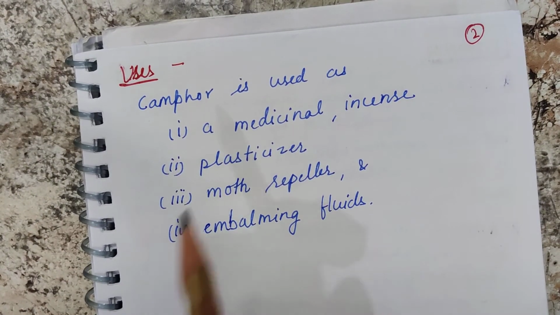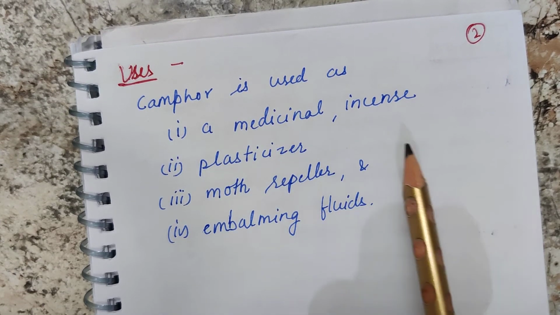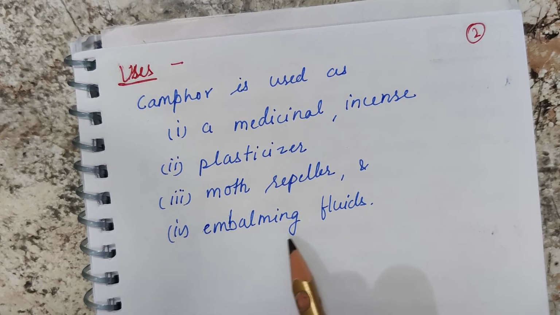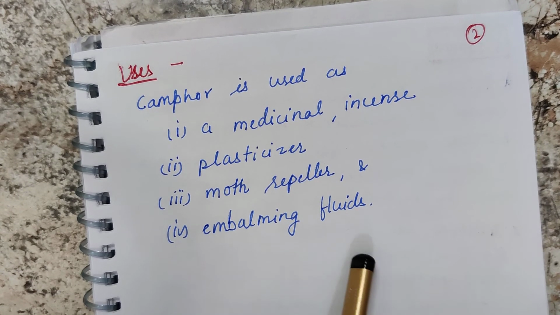Uses: camphor is used as a medicinal incense, plasticizer, moth repellent and embalming fluid. You must have used some of the balms, Vicks, so in all of them you get the smell of camphor. That's only because camphor is present in it as an ingredient. It is a moth repellent, a plasticizer, and it is in incense too. We use camphor in our rituals.